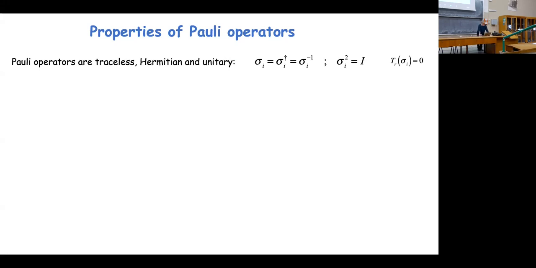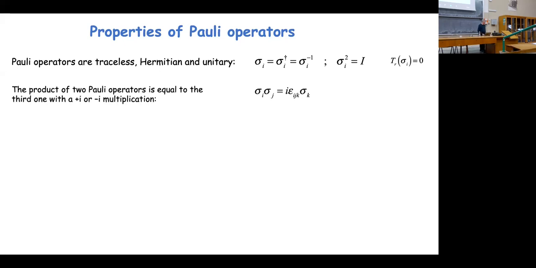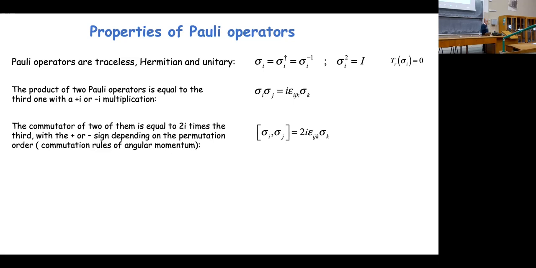What are the properties of these operators? So I summarize that here. The Pauli operators are traceless. The trace, the sum of the diagonal matrix elements, is 0 for the three operators. They're Hermitian and unitary, which is expressed by these relations. The product of two Pauli operators is equal to the third one, multiplied by plus or minus i ħ. And you can verify this easily. Third property, which is the definition of angular momentum: the commutator of two of them is equal to 2iħ times the third one.